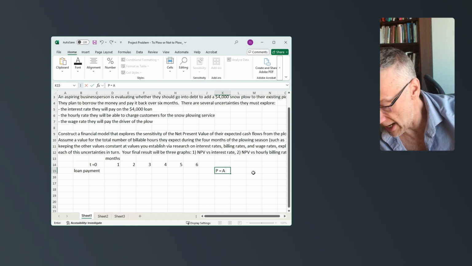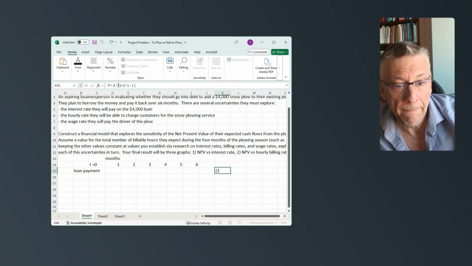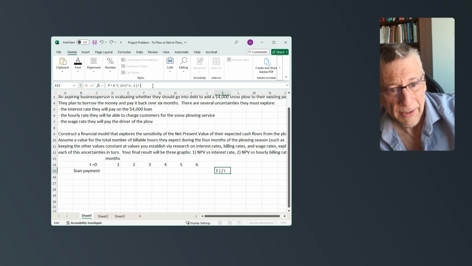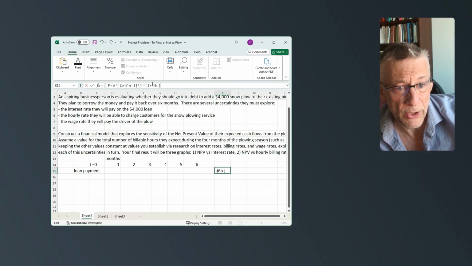P equals A times [1 plus the interest rate raised to the power of the number of compounding periods minus 1], all in brackets, and divided by the interest rate times 1 plus i raised to the n, the number of compounding periods. So this is what the equation looks like.